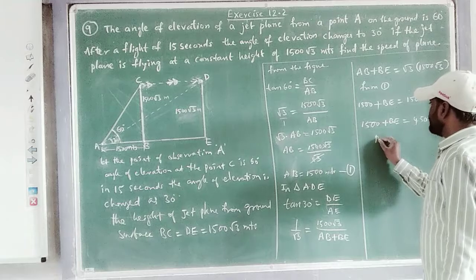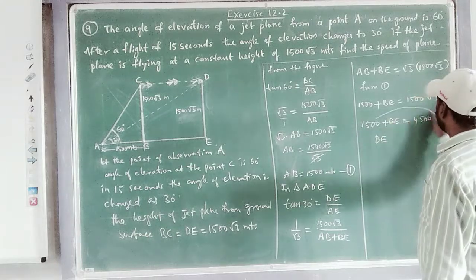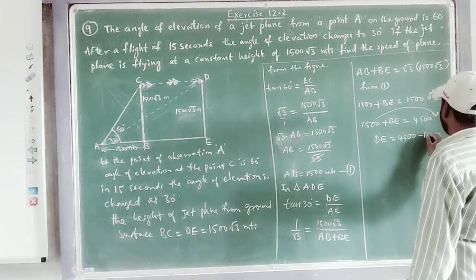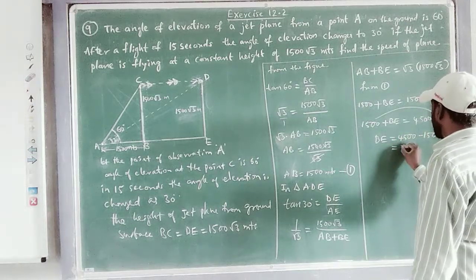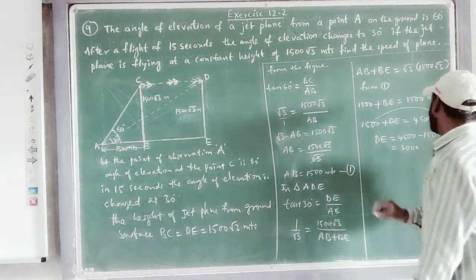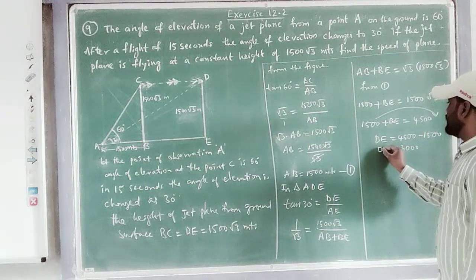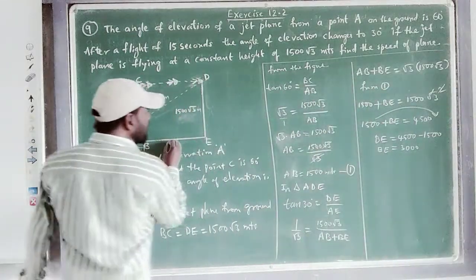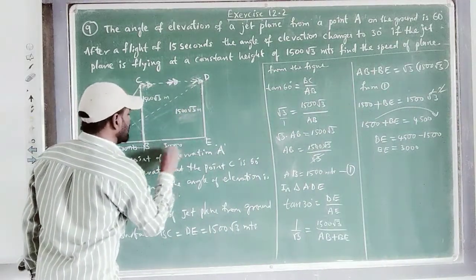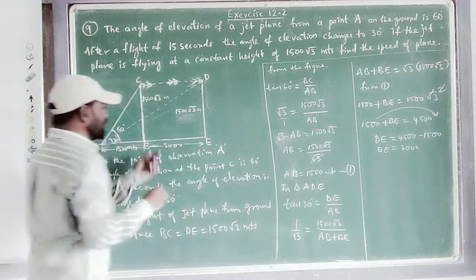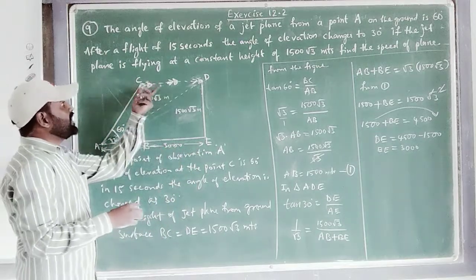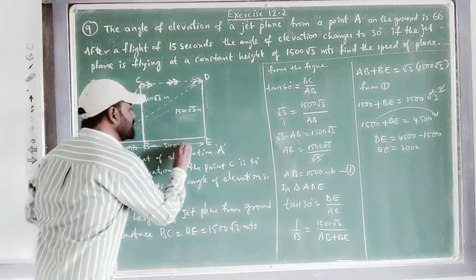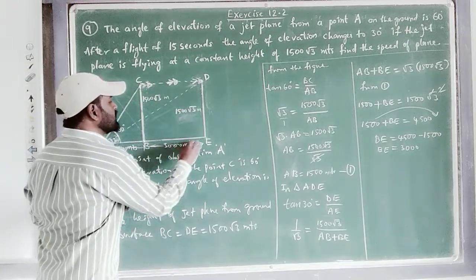Now BE we need to find. BE is equal to 4500 minus 1500, with 1500 transposed to that side, which is nothing but 3000. This is BE, 3000. This is the distance traveled. The flight traveled from C to D. How much distance did it make? 3000 meters distance it made.